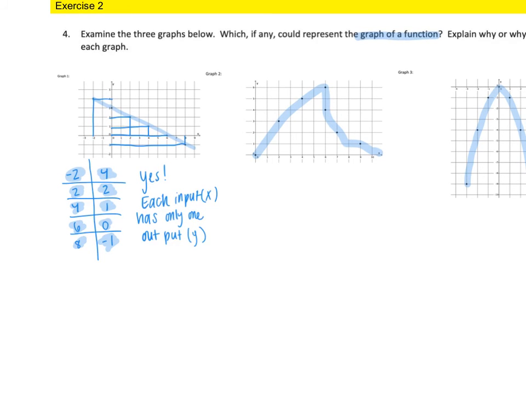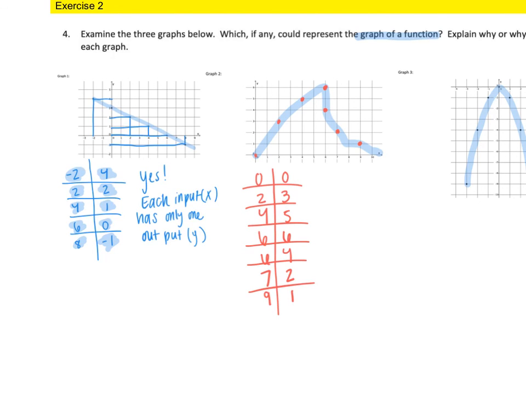All right, for the second graph, I'm going to write down my points. This one is at 0, 0. This one is at over 2, up 3. This one's over 4, up 5. This one is over 6, up 6. This one is over 6, up 4. This one is over 7, up 2. And this one is over 9, up 1. So those are the points I have here, and I'm going to see if this is a function or not.